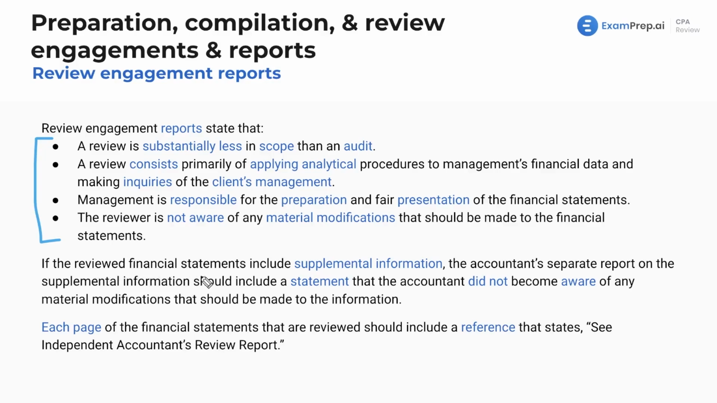If the reviewed financial statements include supplemental information, the accountant's separate report on the supplemental information should include a statement that the accountant did not become aware of any material modifications that should be made to the information. And lastly here, each page of the financial statements that are reviewed should include a reference that states "See Independent Accountant's Review Report." Kind of like a stamp on the bottom, right, where it was reviewed. So if you reviewed, let's say, the first 2 pages of the financial statements, put that sticker on there, right, that little note saying "See the review report," which is where you'll obviously talk about it and give your thoughts on the financial statements.